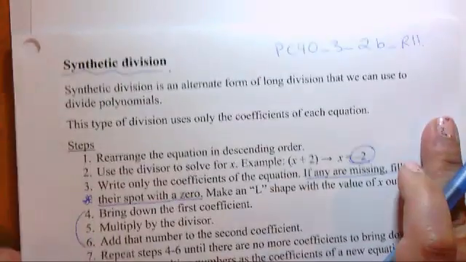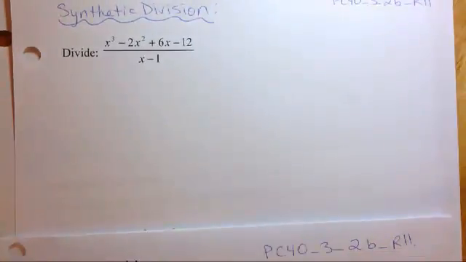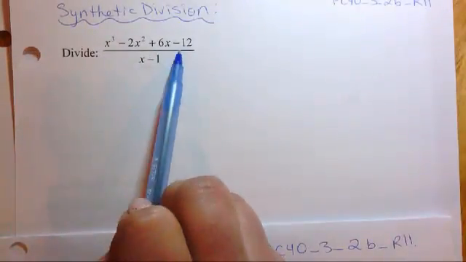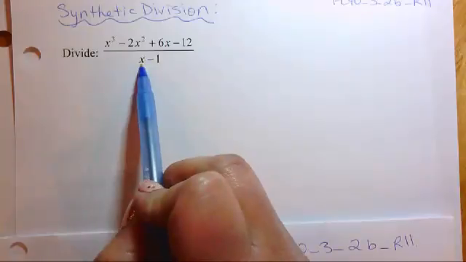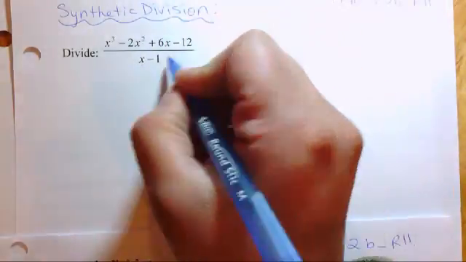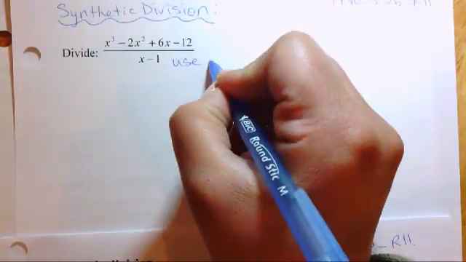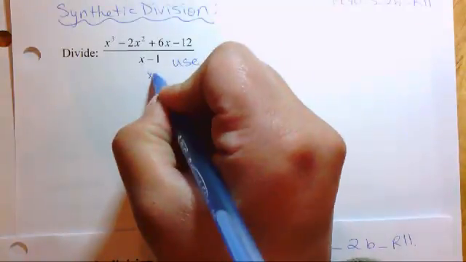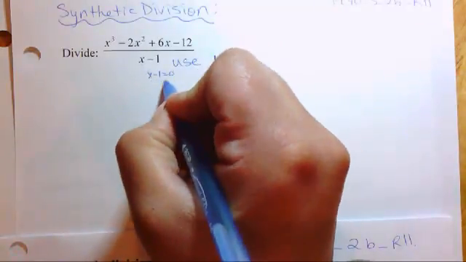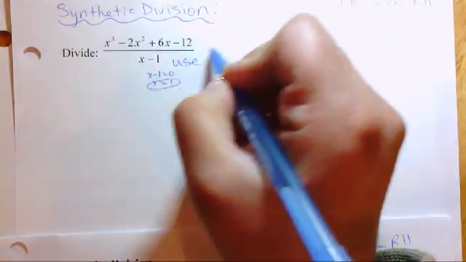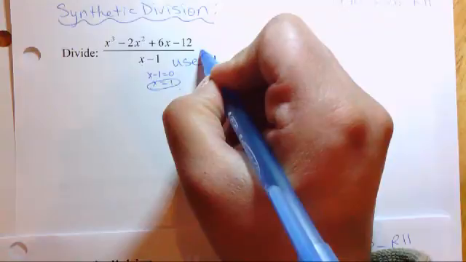Okay, so let's have a look at this first example here. It is x cubed minus 2x squared plus 6x minus 12, and it's going to be divided by x minus 1. So since we have x minus 1, we're going to use 1. And so this is what you're thinking: x minus 1 equals 0, and then solve for x. So x is equal to 1. That's what you use. So we're going to use 1 as our divisor.